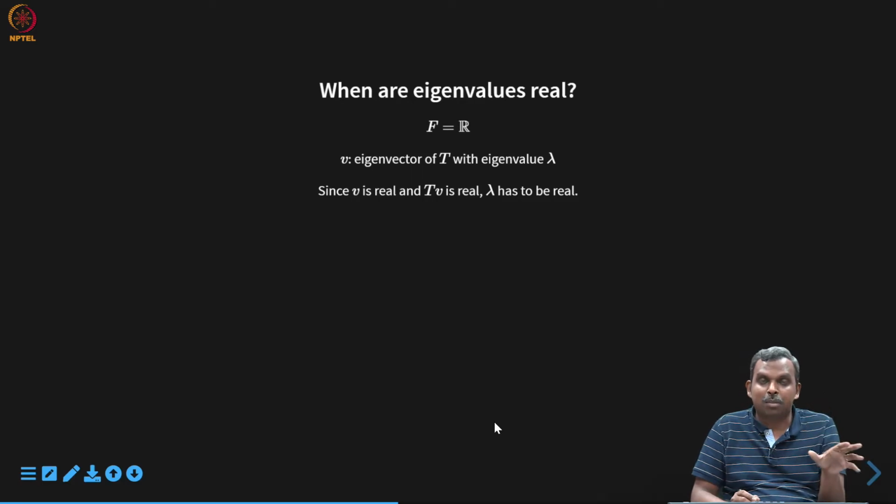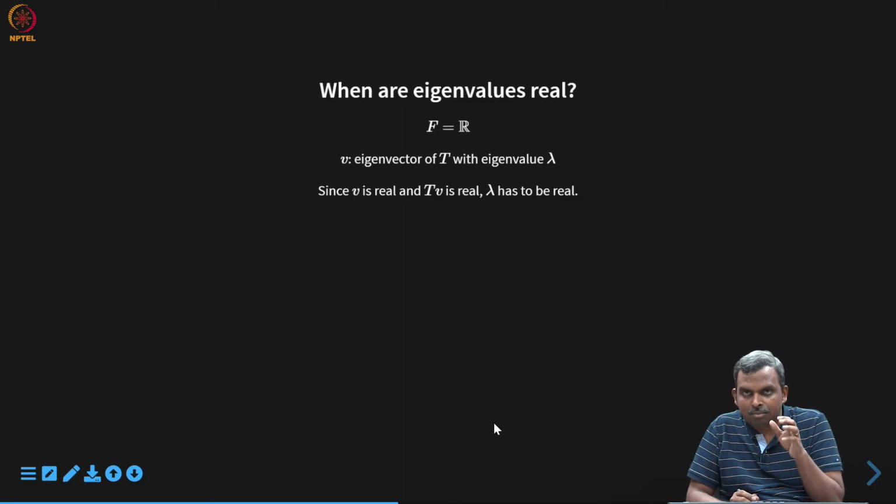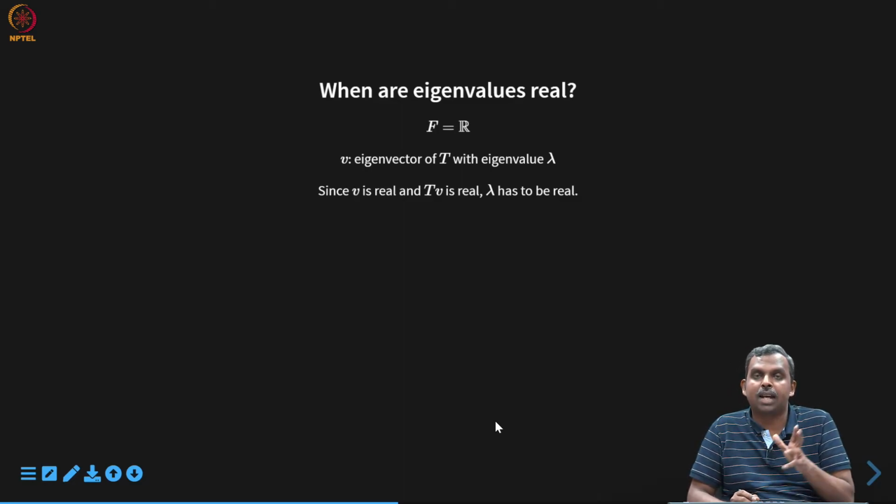So we see that the inner product ⟨TV, V⟩ is real. What about eigenvalues? It turns out for self-adjoint operators, eigenvalues have to be real. To understand the context, let's ask a general question: when are eigenvalues real? Now there are two cases here. We've been looking at a case where the field is real and the field is complex.